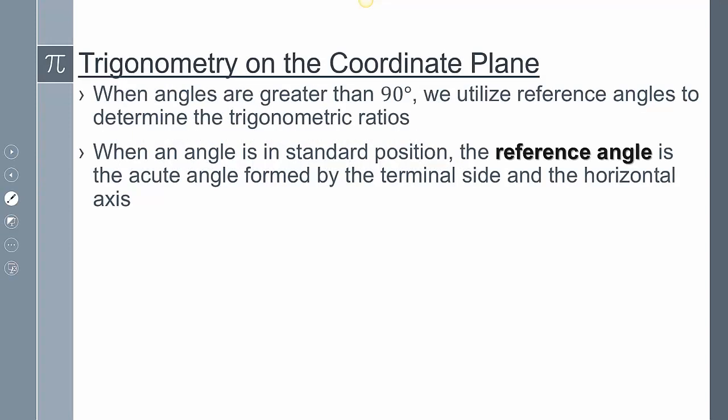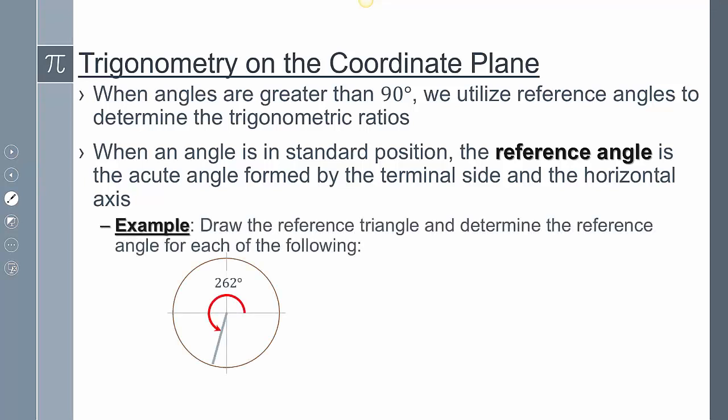When angles are greater than 90 degrees, we utilize reference angles to determine the trig ratios. When an angle is in standard position, we say that the reference angle, it's going to be a definition, is the acute angle formed by the terminal side and the horizontal axis. So let's take a look at this. This right here is my angle. This is my terminal side.